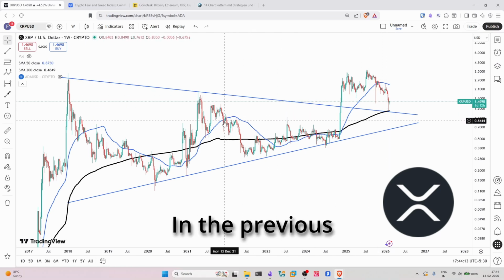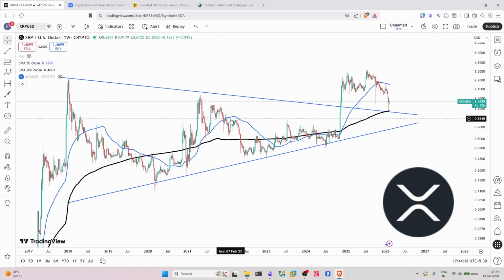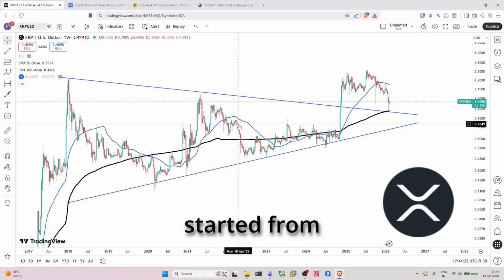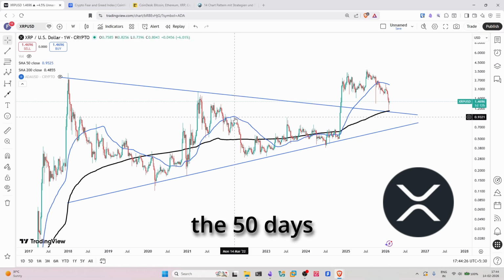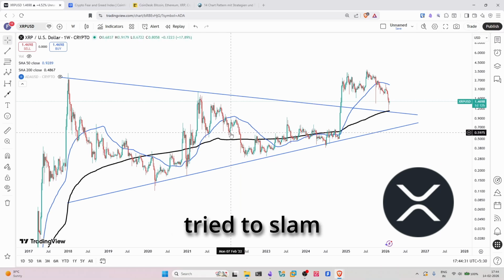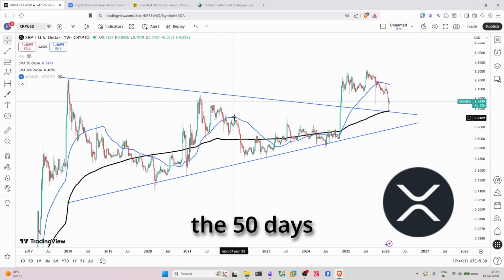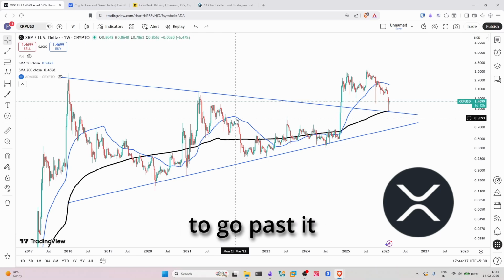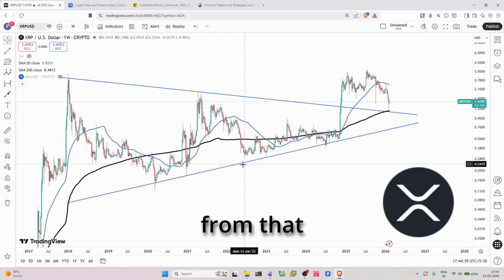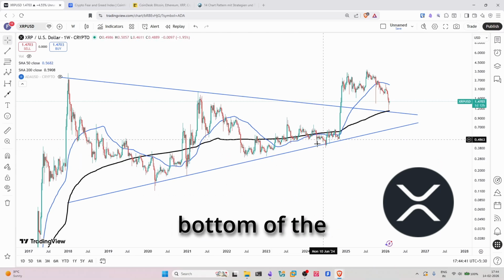In the previous cycle, this resistance marked the top of the XRP hype cycle, and the downtrend started from this point. As you can see, the price tried to slam the 50 days SMA, but it was unable to go past it. And then we capitulated from that moment, taking support on the bottom of the triangle.